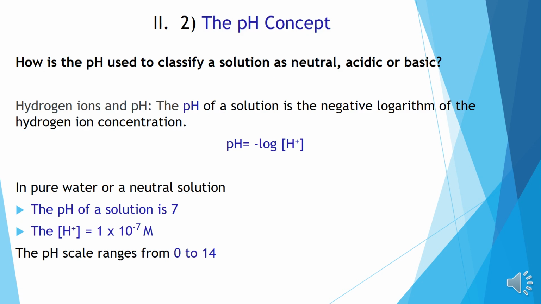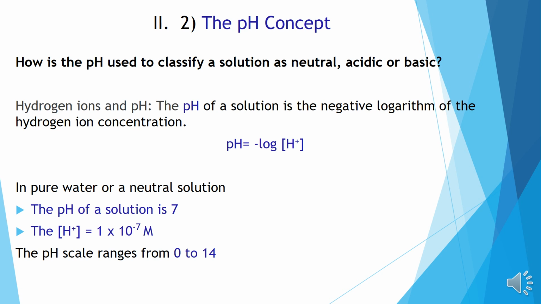Now we want to begin with the second objective. A more widely used system for expressing the concentration of the H plus is the pH scale, proposed in 1909 by the Danish scientist Sørensen. How did Sørensen relate the concentration of the H plus and the pH?